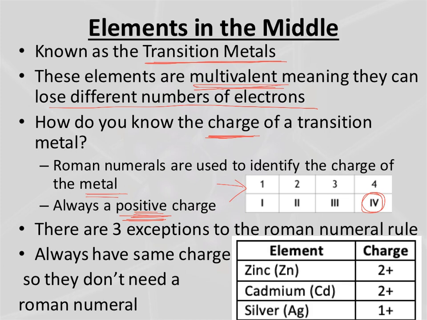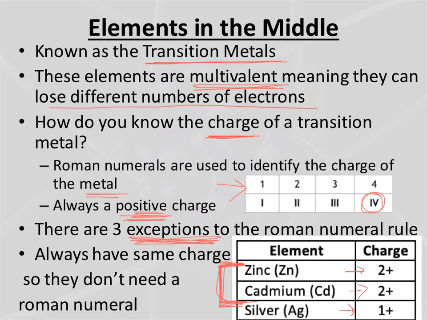That's what that means. Now, with everything in chemistry, there are always going to be exceptions to any rule. There are 3 elements in the middle of the periodic table that I'm going to ask you to realize are exceptions for us. When I say they're exceptions, what I mean is that they exist in the middle of the periodic table, but they'll never have a Roman numeral associated with them. You have to know that they are never going to have a Roman numeral, and that's because they only have 1 charge.